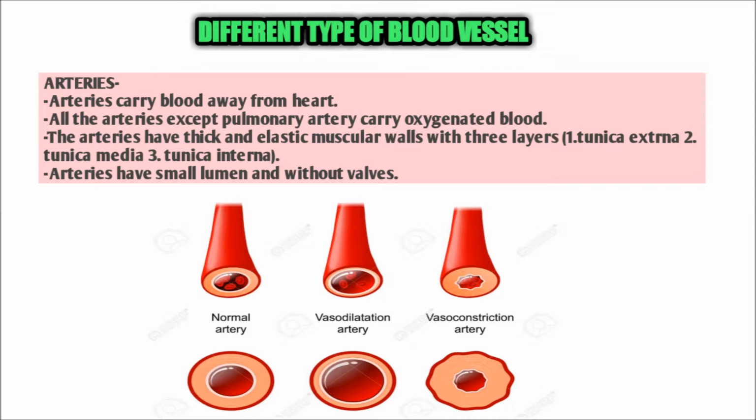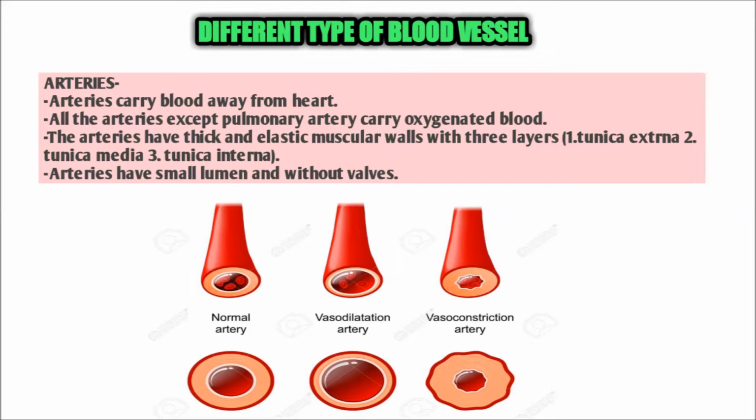So the artery is one of the blood vessels which carries the blood away from the heart. All the arteries, except the pulmonary artery, carry oxygenated blood. Normally all the arteries carry oxygenated blood. Only the pulmonary artery, the pulmonary word being related to our lungs, carries deoxygenated blood. The rest of the arteries, which are spread throughout the human body, carry oxygenated blood.